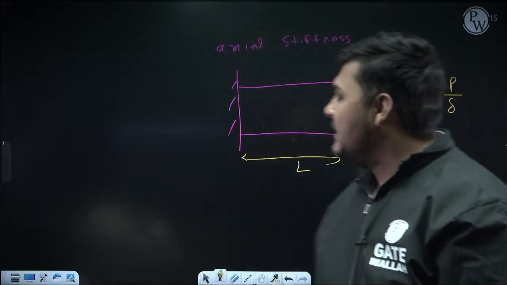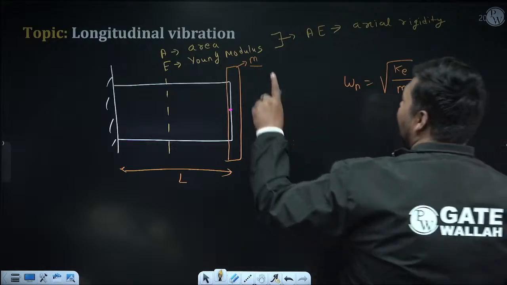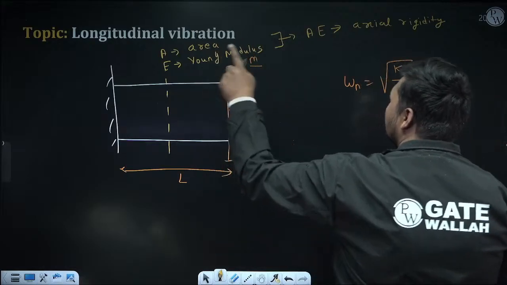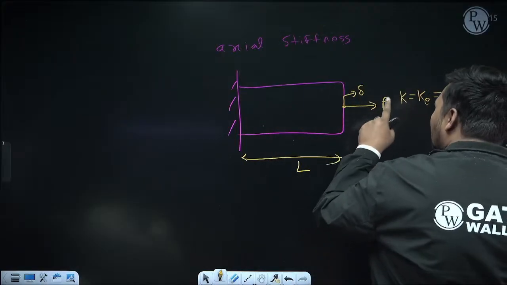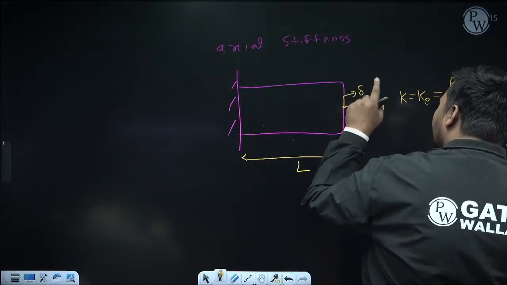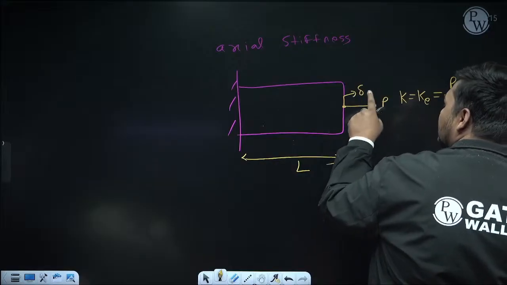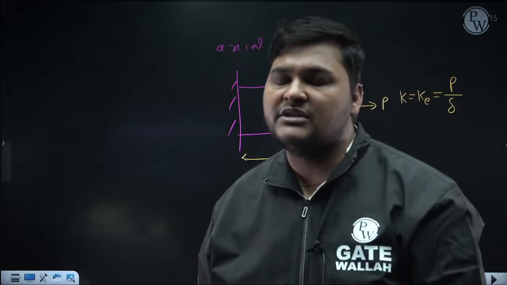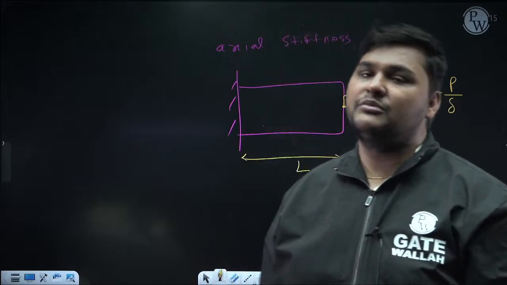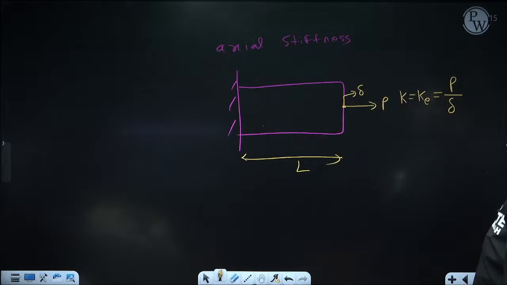So what is K? At the point where the rotor is attached, if you want to calculate natural frequency of longitudinal vibration, apply a static force P in the longitudinal direction. Then due to this load P, calculate the deflection of the same point in this direction. Suppose that is delta, then P by delta will be the equivalent stiffness of this system. This is also known as the axial stiffness of this bar. Now this formula we have already studied.